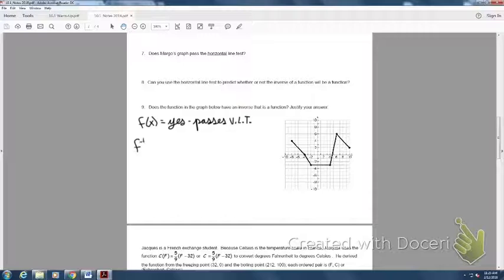Next, is that graph's inverse a function? No. Why not? It does not pass the horizontal line test. If you just go down the x-axis, you can just put no, that it fails HLT, horizontal line test.